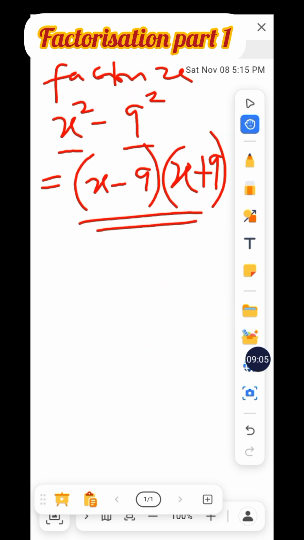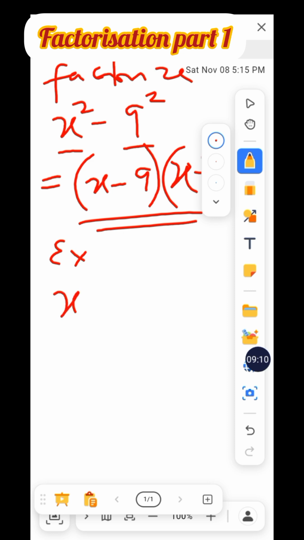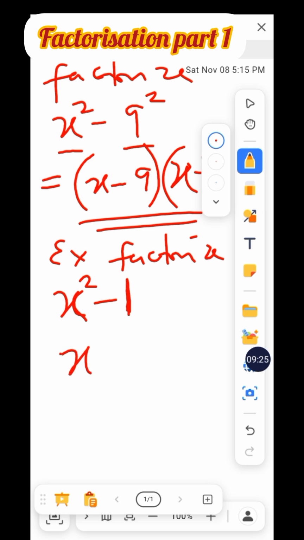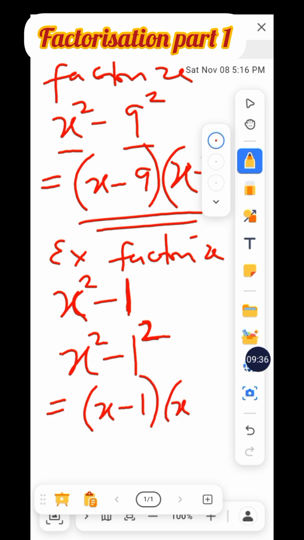Okay, let us see further examples under factorization of this form. Let's say we have x squared minus 1. We are asked to factorize this. Of course, you will agree with me that this one has a square, but this one does not have a square. So you have to make it look like something that has a square. Don't forget that x squared minus 1 is the same thing as x squared minus 1 squared, and 1 squared will still give us 1. So the factorization of this will be x minus 1 into brackets x plus 1.